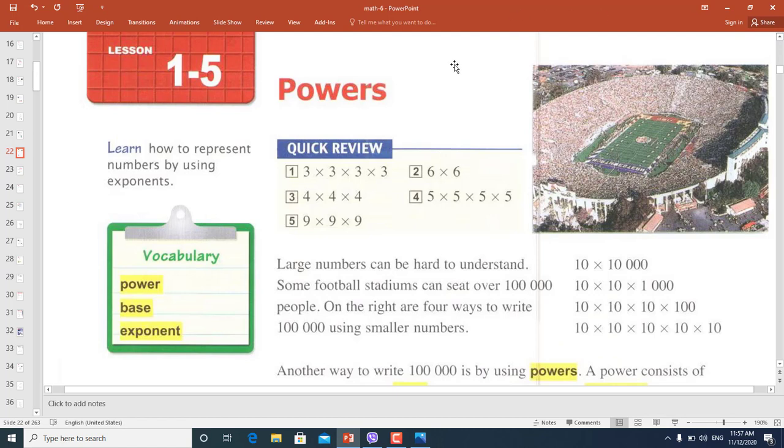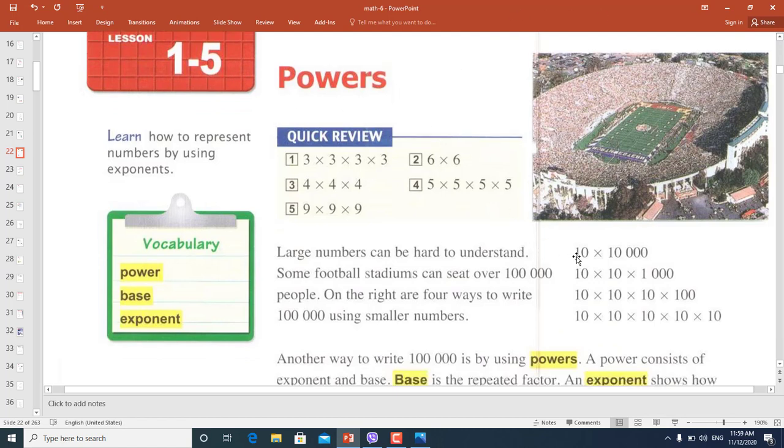Students, be with me. Let's study lesson 5, powers. For example, we have 10 times 10,000. We can make this 10,000 10 times 1,000. Also, this 1,000 is 10 times 100. So this 100 is 10 times 10. So 10 times 10,000, you can say 10 times 10 times 10 times 10 times 10. And they are factors of 100,000.